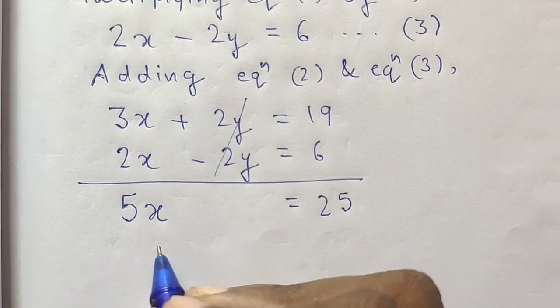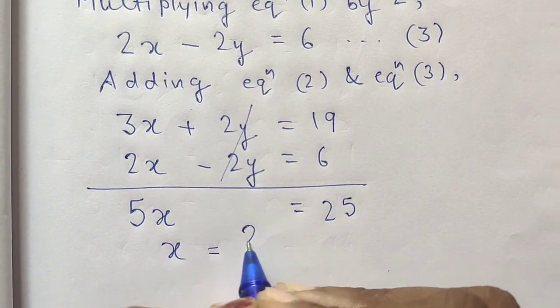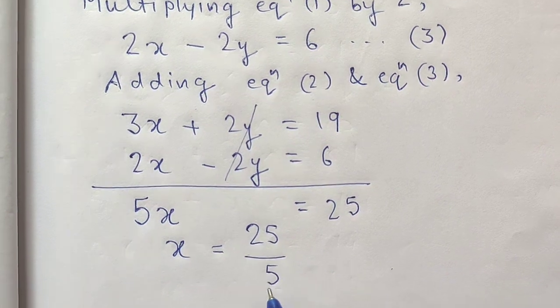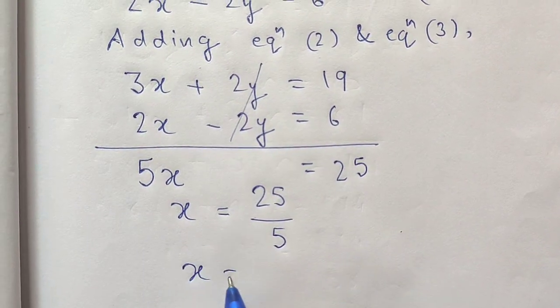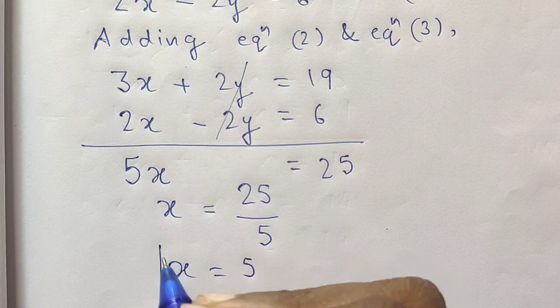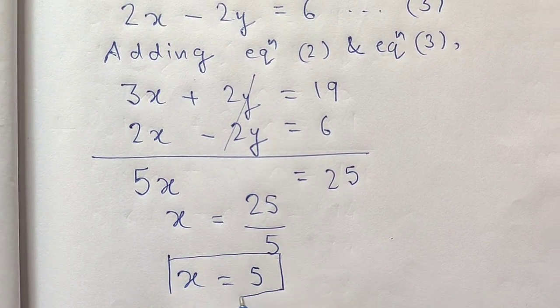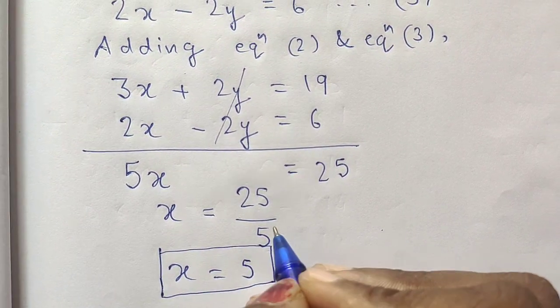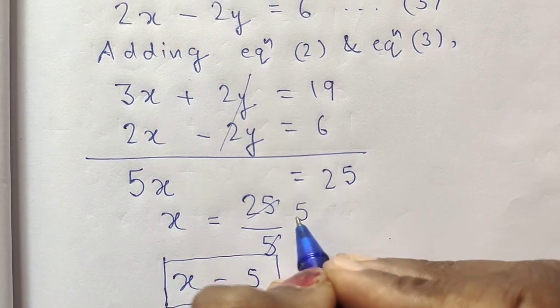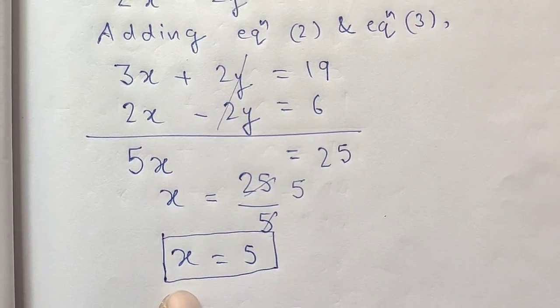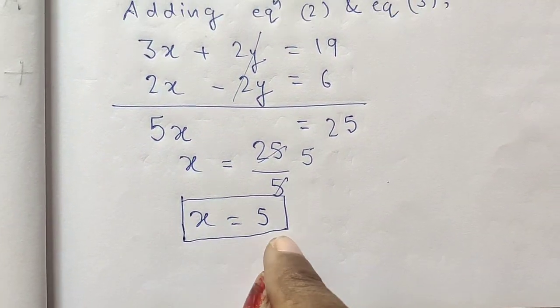Now take this 5 to the right hand side so that your answer will be 25 upon 5, and you know 25 upon 5 is 5, because 5 fives are 25. You can do cancellation if you want. So finally you got the value of x, that is 5.